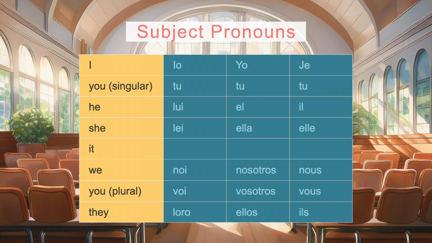Before we begin, let's review subject pronouns. The English subject pronouns are I, you, he, she, it, we, you, they.